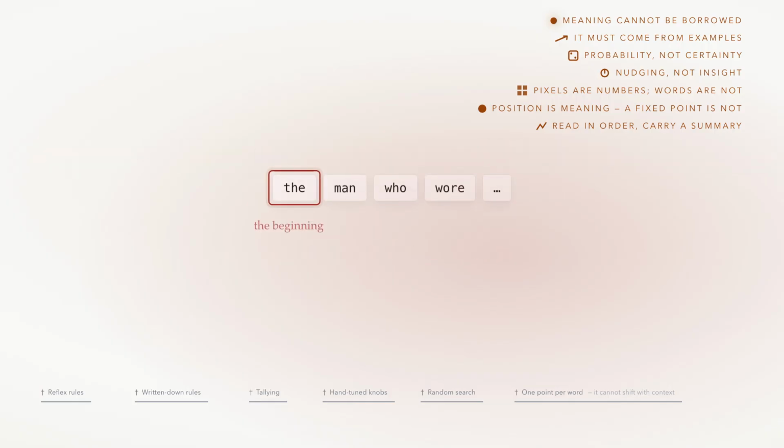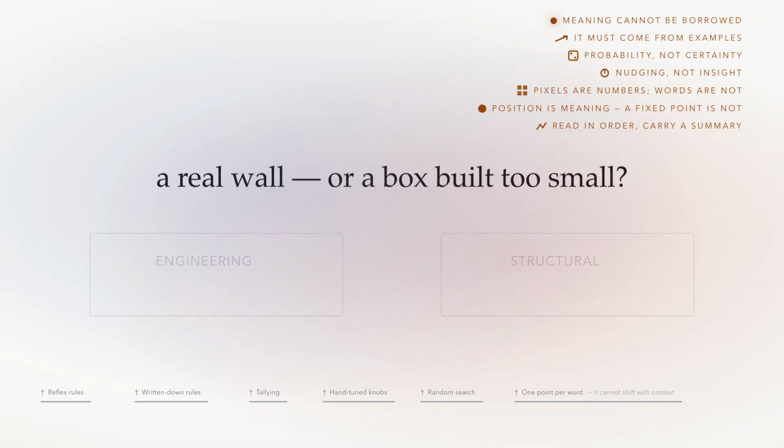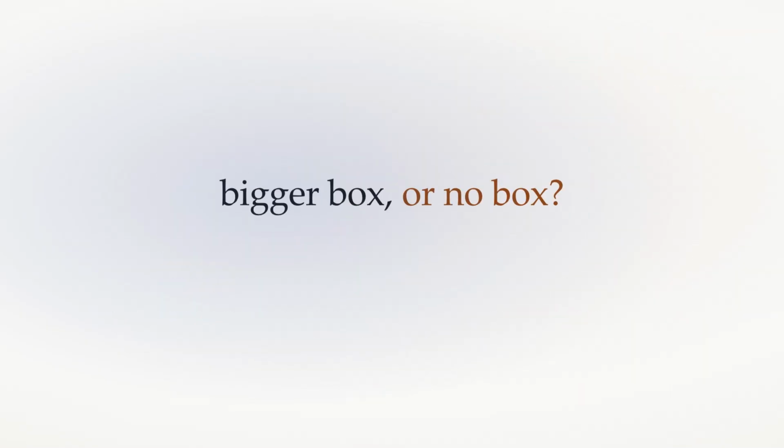And what gives first is the beginning. That summary is rewritten at every word. So by the 40th word, the first ones have been overwritten 39 times, fading a little with each pass. Is that a real wall, or did we just build the box too small? That question, bigger box or no box, deserves its own episode, because the answer turns out to be worth more than translation.